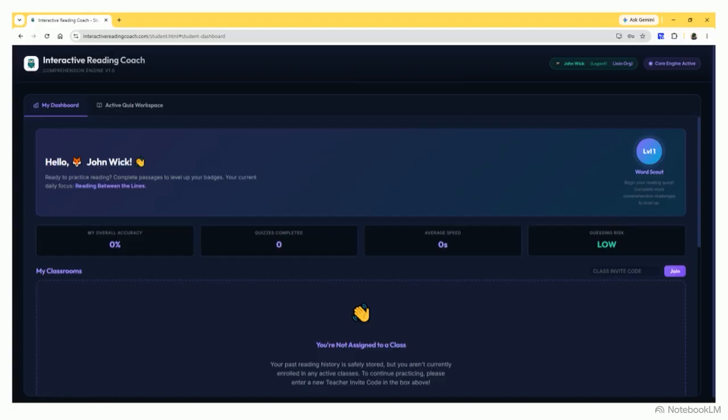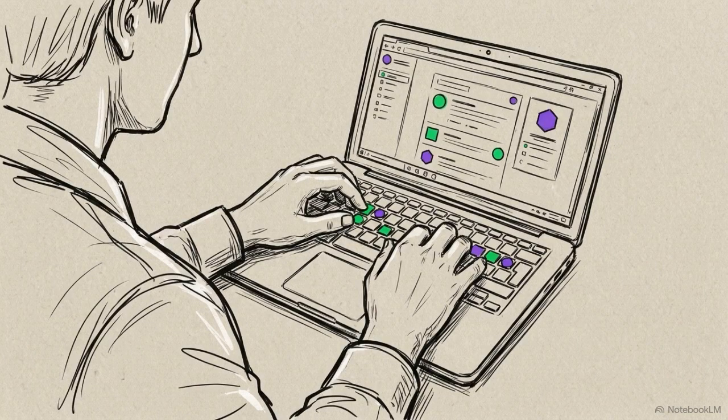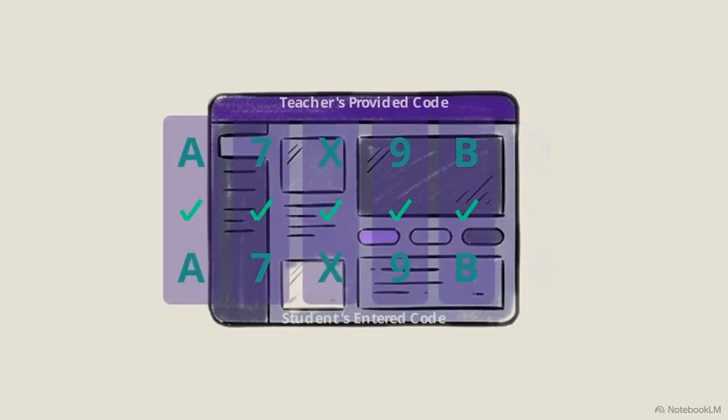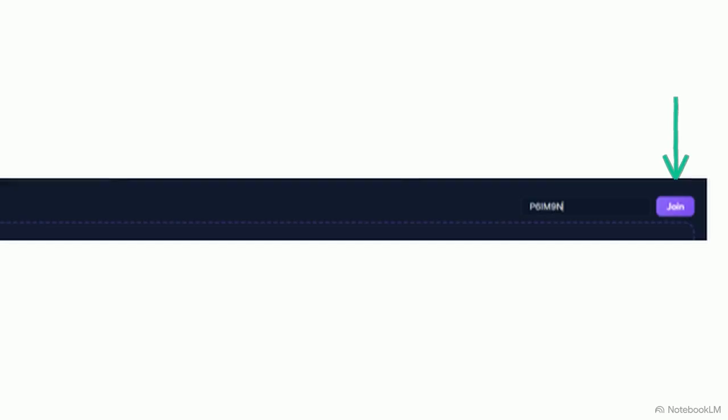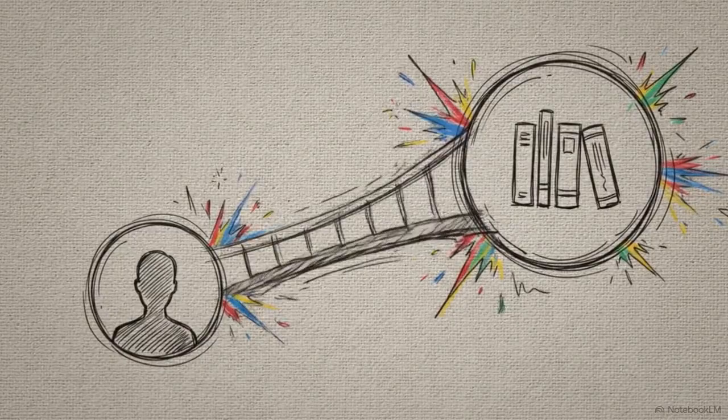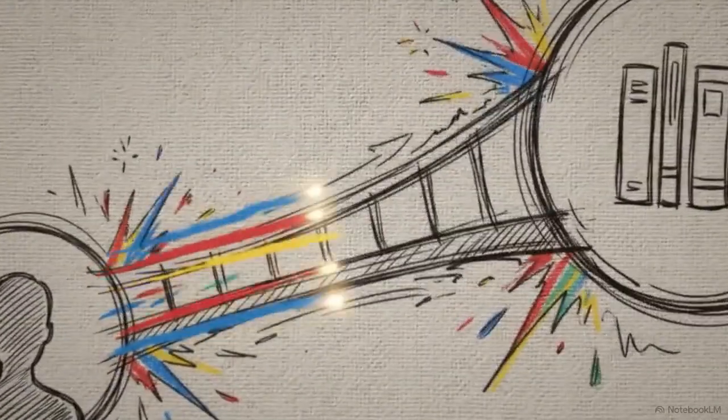In the My Classroom's header, locate the text box on the right labeled Class Invite Code. Go ahead and type your code into this box. Ensure you match the letters and numbers exactly as provided to avoid any enrollment errors. Once the code is entered, click the purple Join button to finalize the connection. This step bridges your student profile to your teacher's active curriculum, giving you access to assigned readings and assessments.